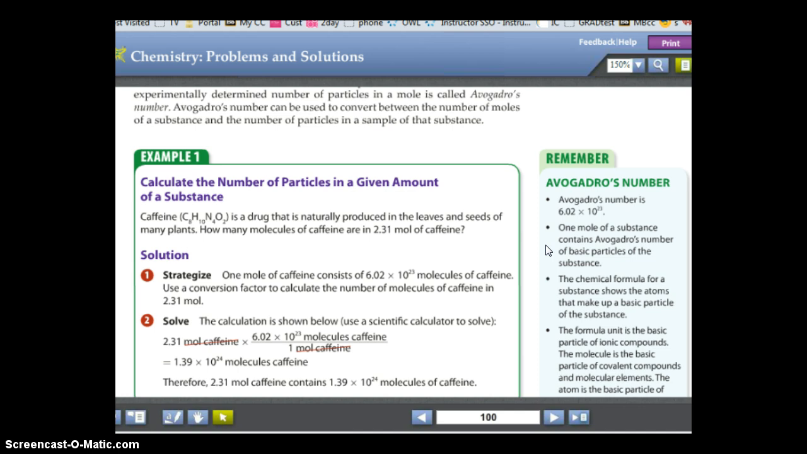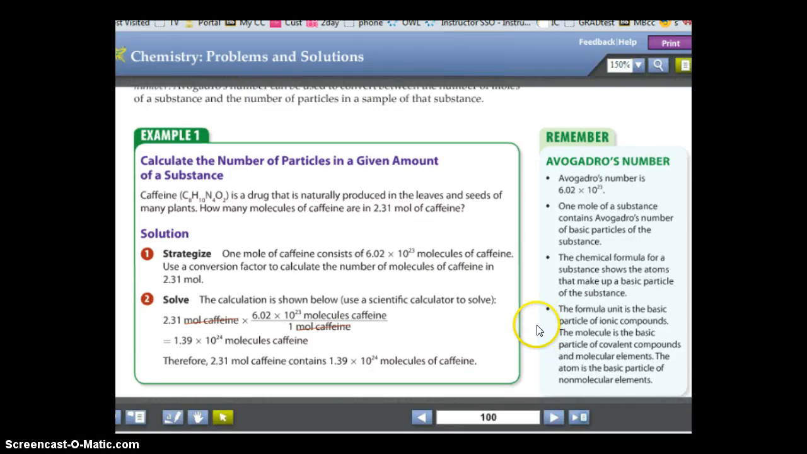1 mole of a substance contains Avogadro's number of basic particles of the substance. The chemical formula for a substance shows the atoms that make up a basic particle of the substance. The formula unit is the basic particle of ionic compounds. The molecule is the basic particle of covalent compounds and molecular elements. The atom is the basic particle of non-molecular elements.